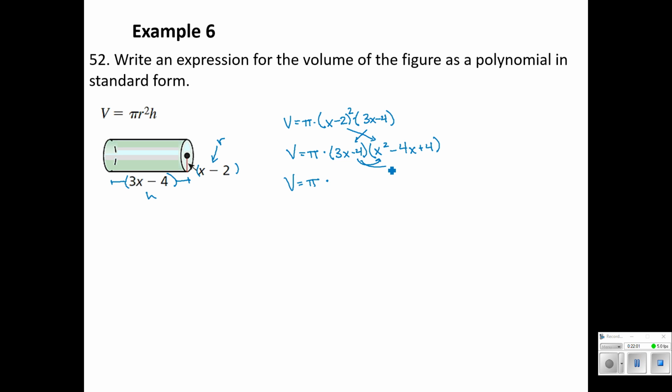So I'm just going to use a set of brackets here. We've got x squared times 3x minus 4, minus 4x times 3x minus 4, plus 4 times 3x minus 4. And I just use the brackets because the pi out front is multiplying into everything that follows. So I want to be sure I didn't lose that. Now I've got a lot more distribution to take care of, and then we can combine like terms and be done with this.